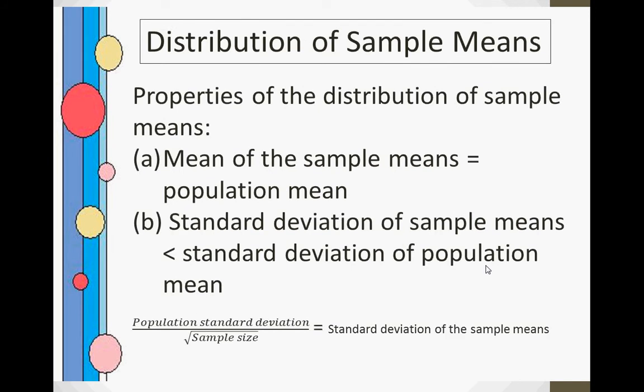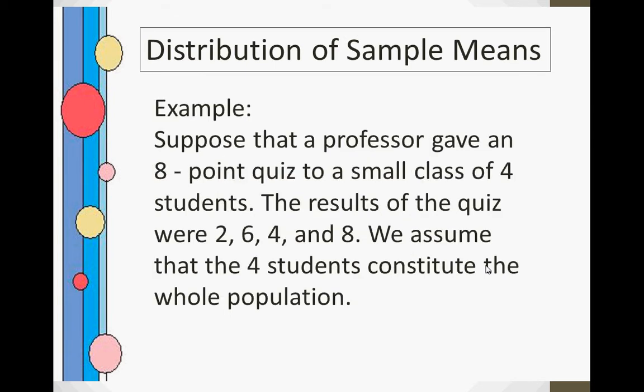There are two main properties of the distribution of sample means. First of all, the mean of sample means is equal to the population mean. And the second property is that the standard deviation of sample means is smaller than the standard deviation of the population. Or we can say in terms of formula that the population standard deviation divided by the square root of the sample size is equal to the standard deviation of the sample means.